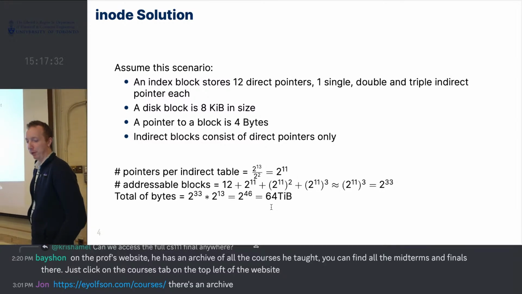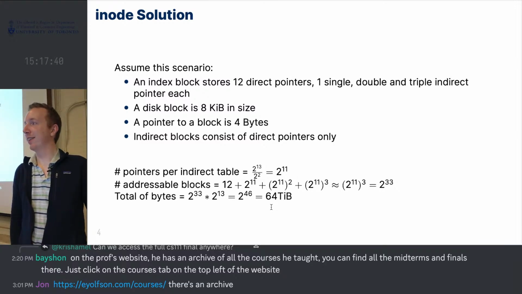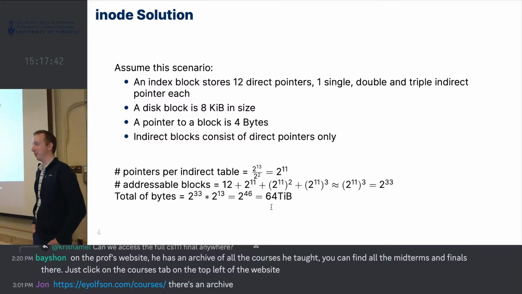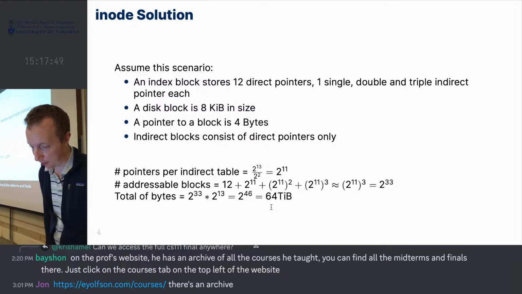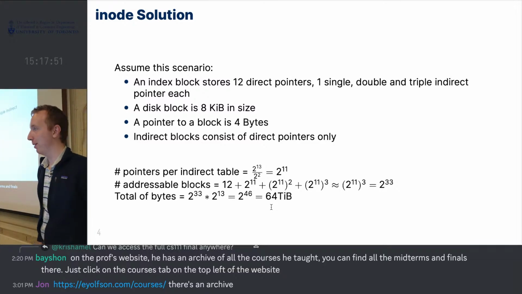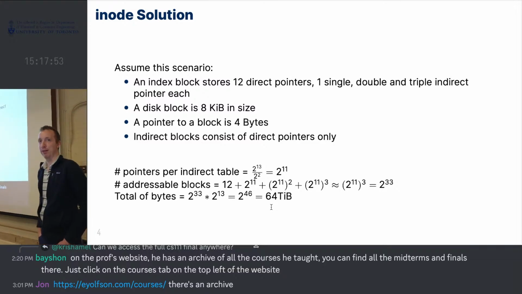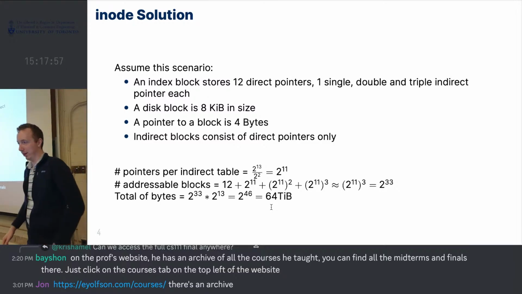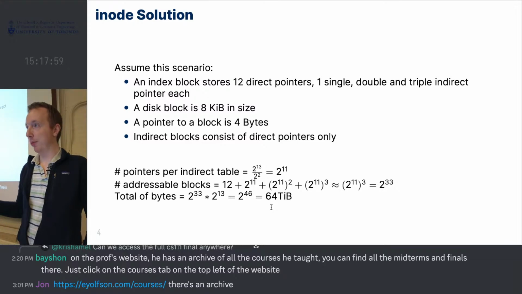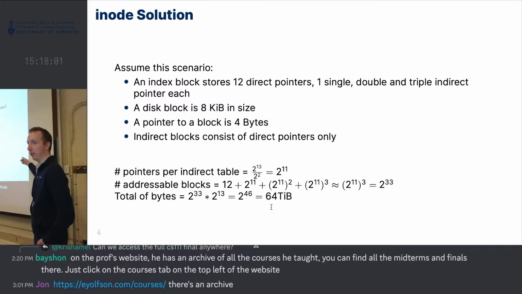What would I have to do if I want a file that's bigger than 64 terabytes? Yeah, add a quad indirect pointer or something like that, and that would give me another 2 to the 11, so that would, what, bump it up to 128 exabytes or something like that. So this should keep us good for a few more years at least. So, any questions about the maximum size of a file represented by an inode?